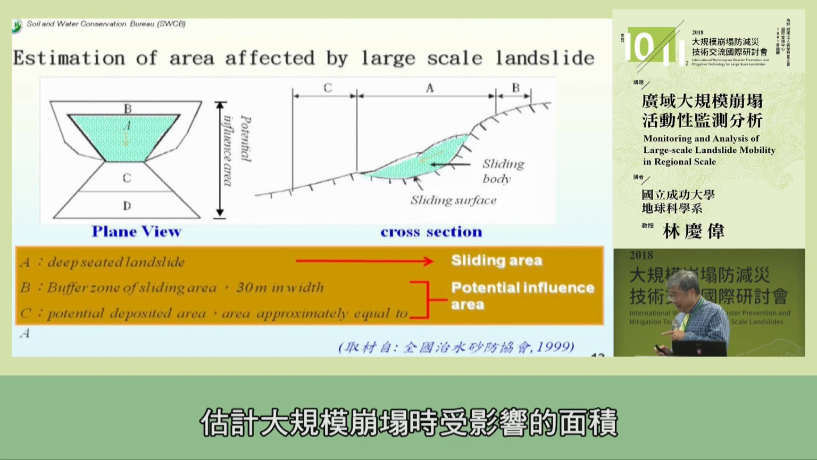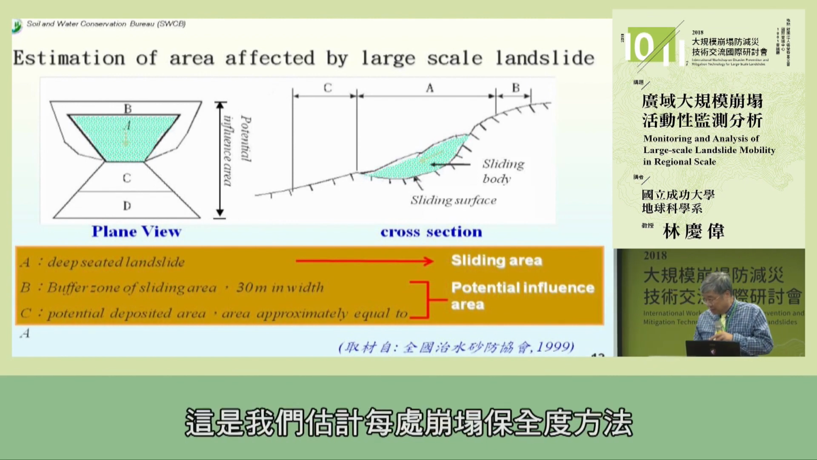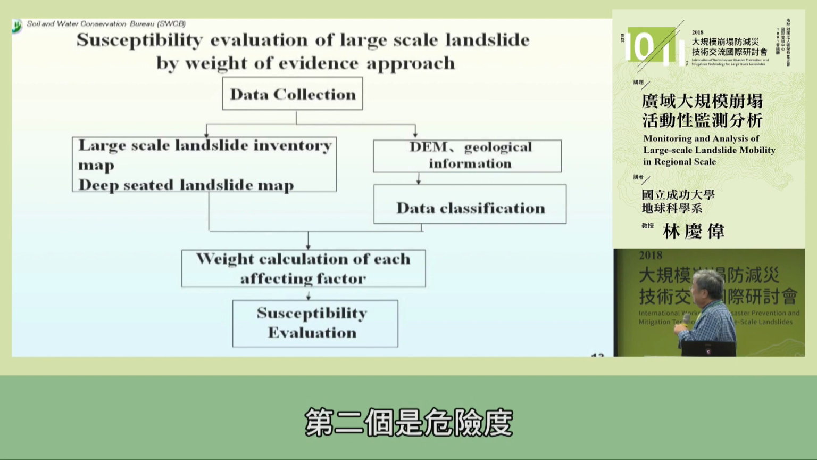We estimate the area affected by a large-scale landslide when it fails. And after we know the area, then we can calculate the vulnerability. So that's the first approach: we try to estimate the vulnerability of each landslide. The second one is susceptibility.